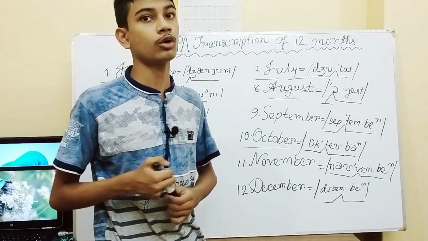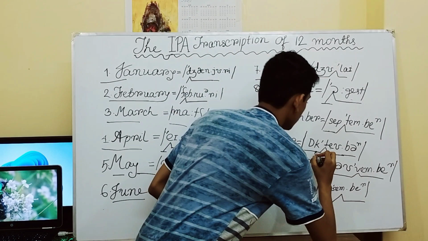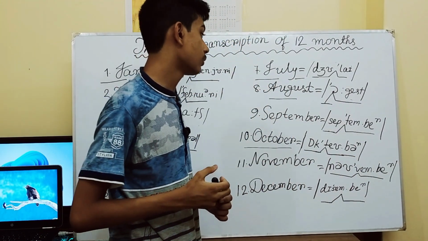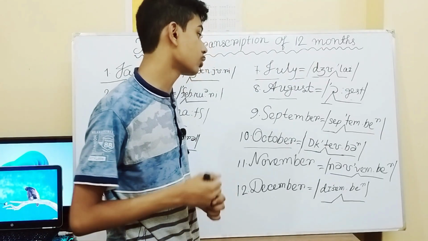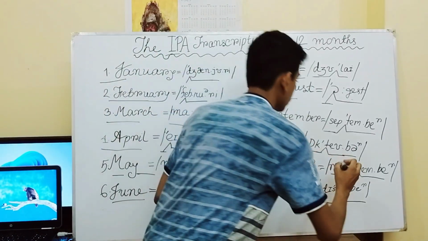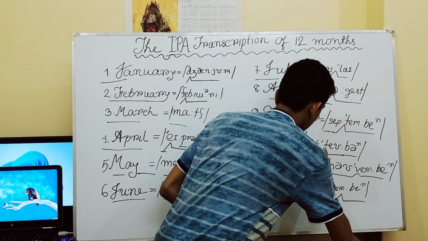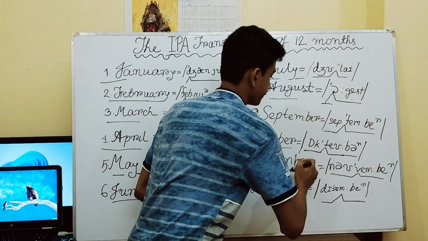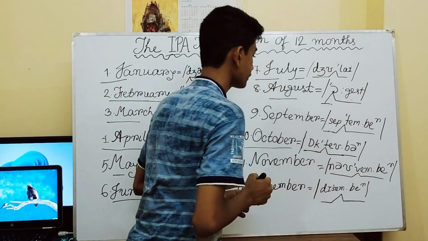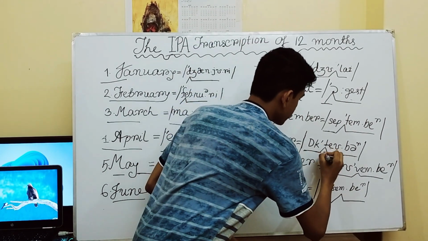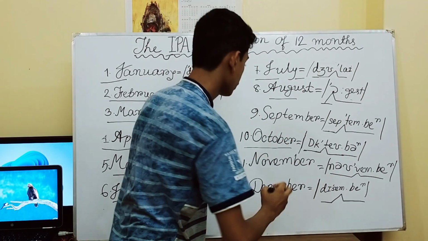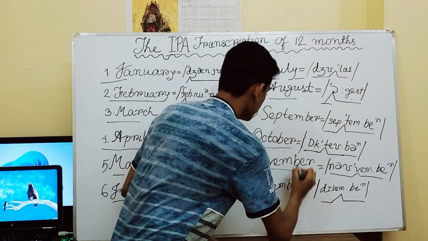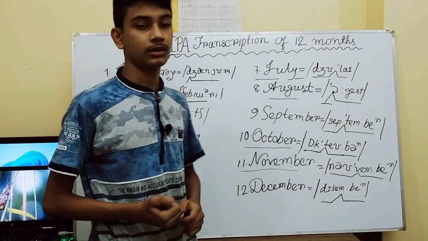October. Or we can pronounce it another way. Here the transcription is October, and the stress is on the first syllable. After October, here you can see November.